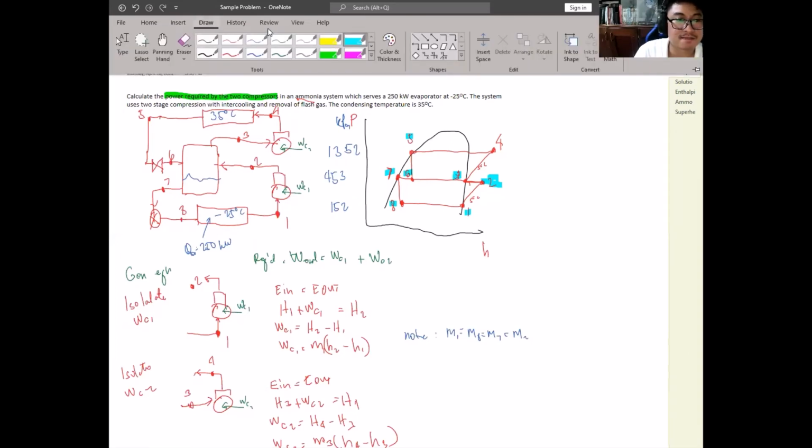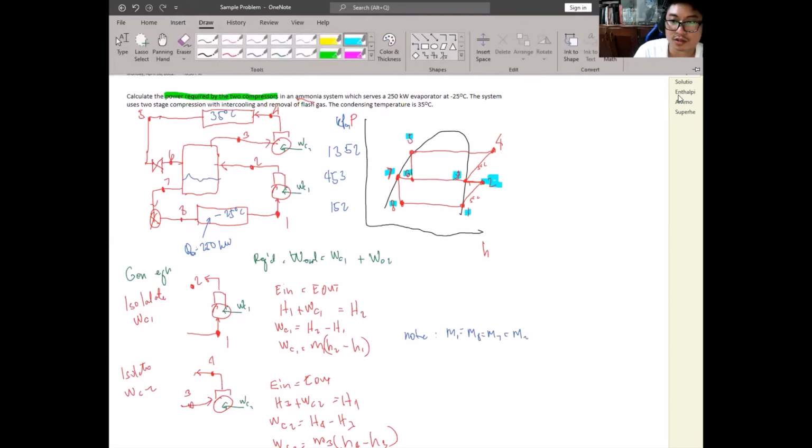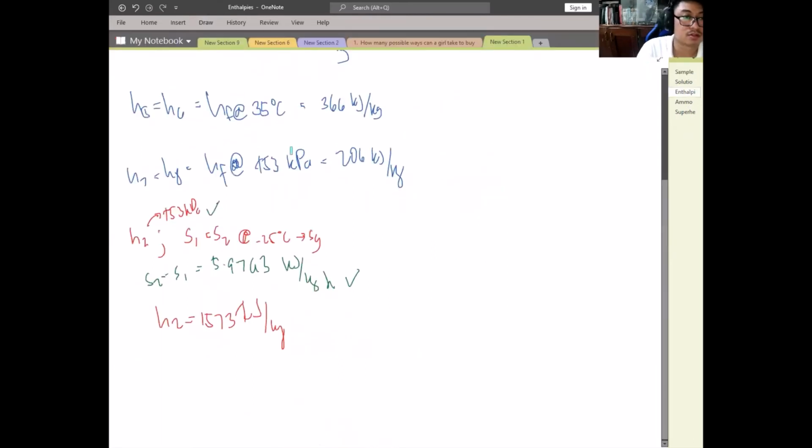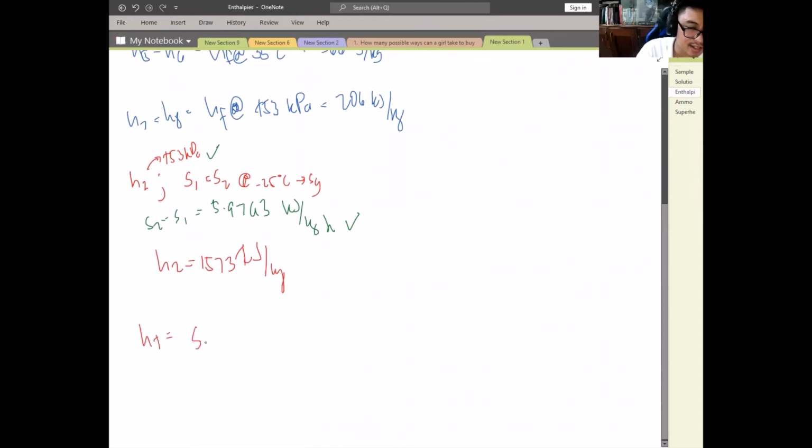Okay, wala naman tayong temperature, no? So, interpolate natin yan. Ano na tayo? Last H4 na, no? Huling enthalpy na to. Okay, that is S4, and S4 is equals to S3, SG at 453 kPa. Okay?